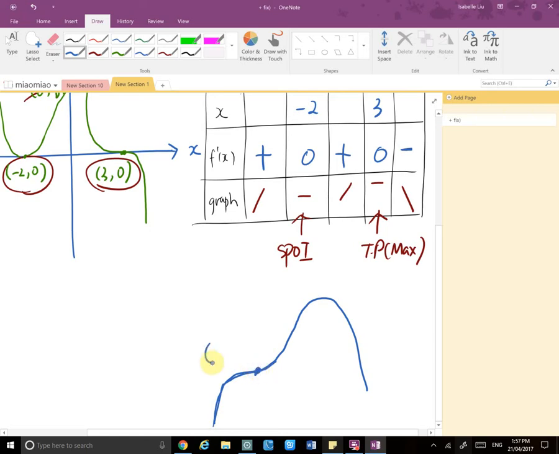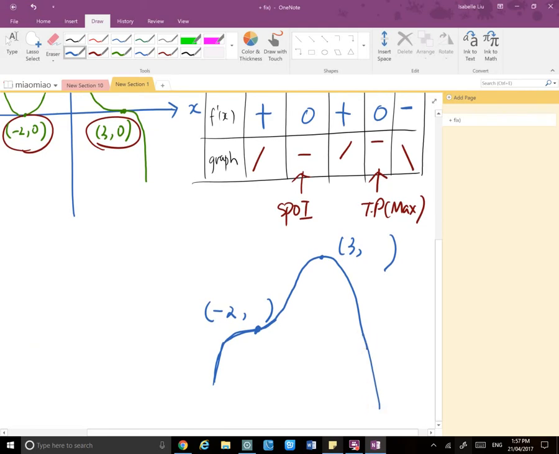Okay, that point must be -2 something. I don't know what it is. And that point must be 3 something. Don't know the value. It's not accurate, but the shape of the graph is roughly like that. You have a stationary point at x equals -2, and you have a maximum turning point at x equals 3.